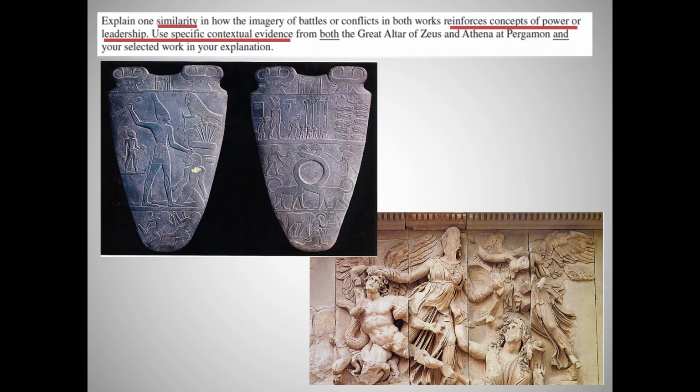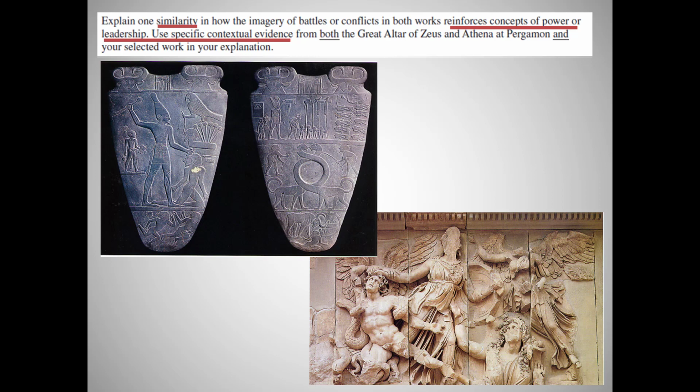You need a similarity, and it needs to be a similarity that reinforces that culture's concepts of power or leadership. But once you've got that part down, the task is really not so hard. Both works use the imagery of successful battles and heroic victors as political propaganda, serving a powerful ruler. In both works, leadership is divine or blessed by the divine. And in both works, enemy forces are depicted as thoroughly defeated, which suggests that they lack the divine favor that has been granted to the victors.